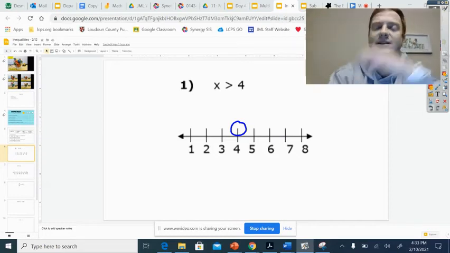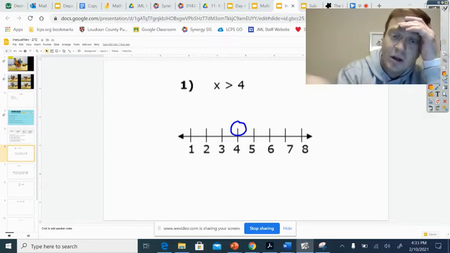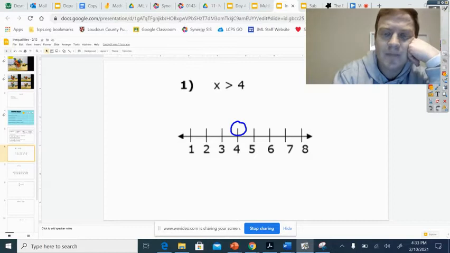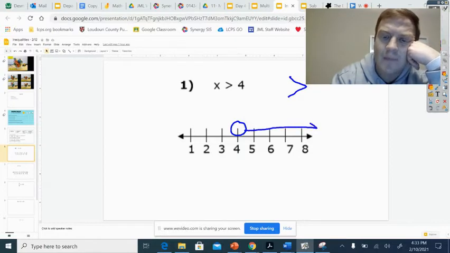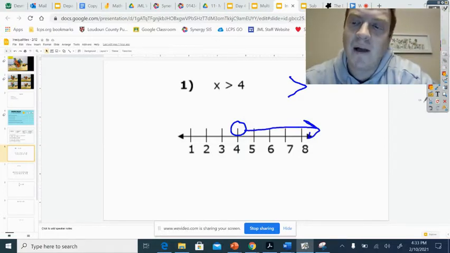Another way to think about this is that if your x is on the left side, like ours is, you could treat this inequality symbol right there like an arrow. And if my inequality symbol looks like that, that means it's pointing to the right. So I would draw my arrow going right. Now remember, that trick only works if your variable is on the left side.